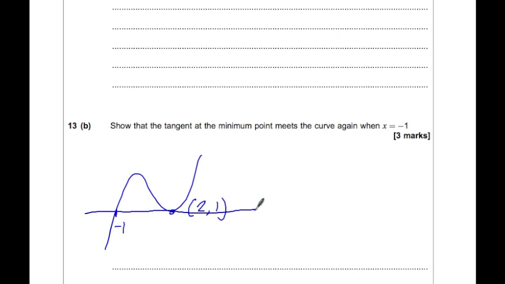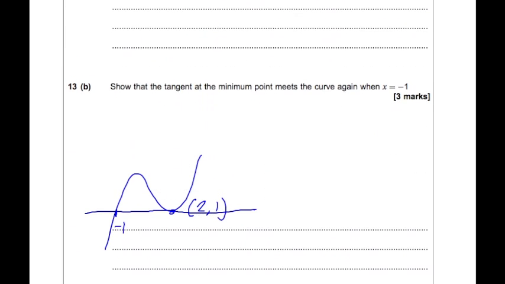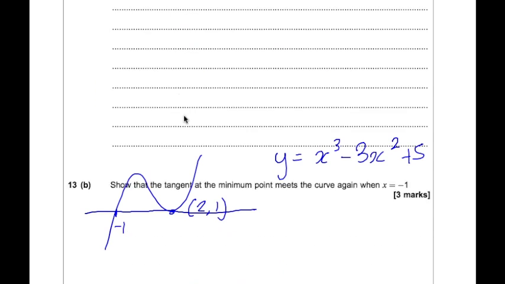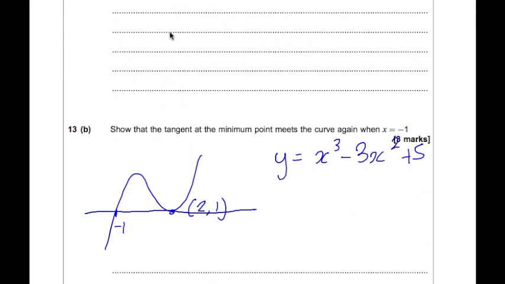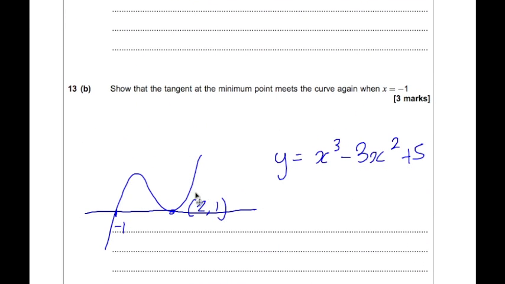Right, good. So we know the equation of the curve, which was y equals x cubed minus 3x squared plus 5. We want to sub in y equals 1. In other words, we're subbing in our tangent.